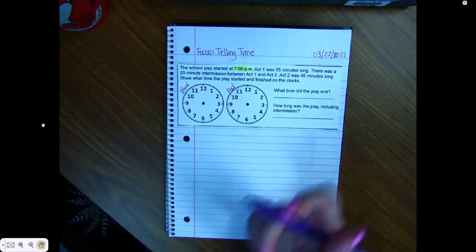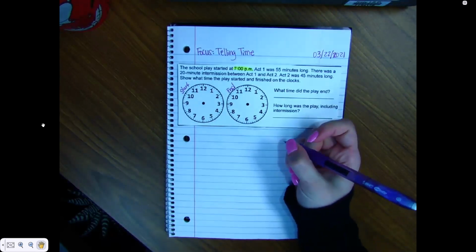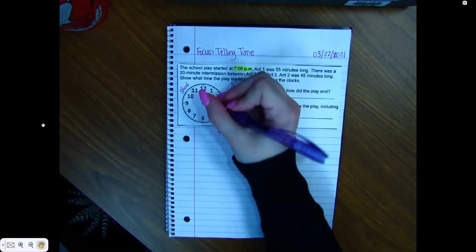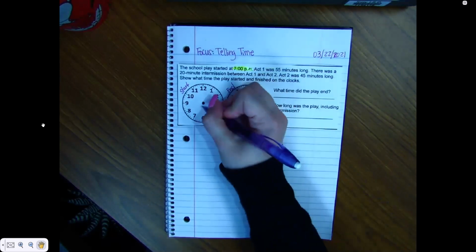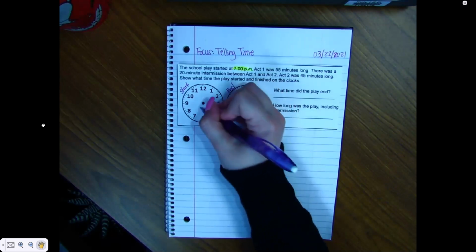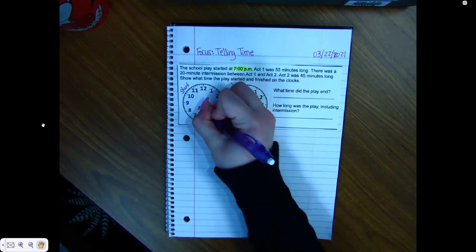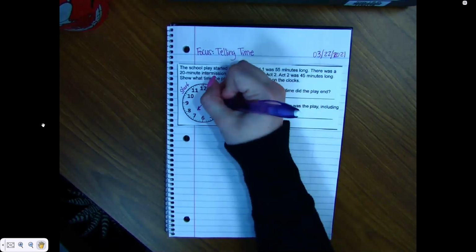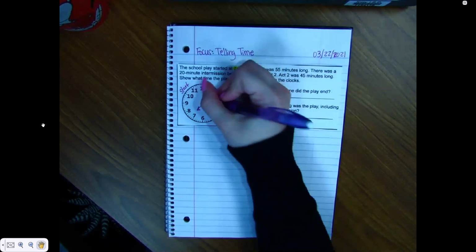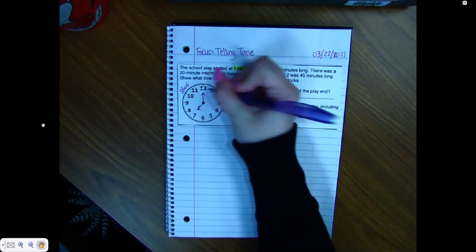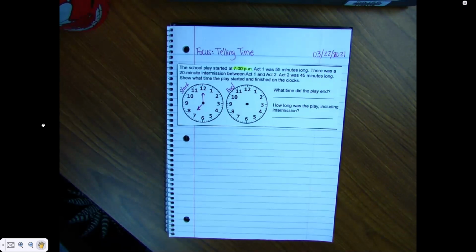So, what does 7 p.m. look like on my clock? Kason, what does 7 p.m. look like on my clock? Where should my hour hand be? What should it point to? It should point to the 7. Okay. And then what is my minute hand going to point to? The 12. Okay. So 7 o'clock, it's going to point to the 7 and the 12.